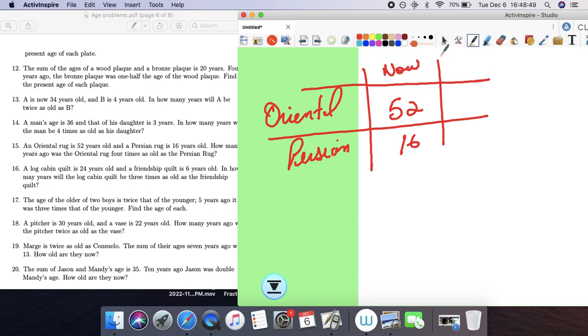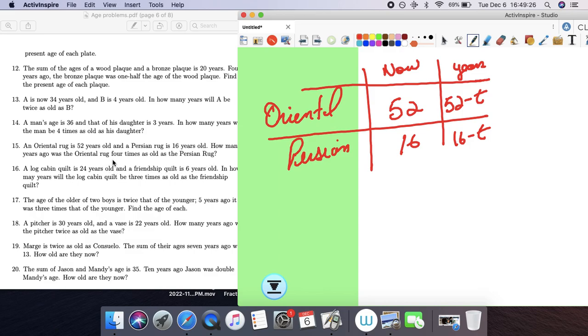It says how many years ago was the Oriental rug 4 times as old as the Persian rug? So it's going to be in the past. So we're going to write 52 minus however many number of years ago, right? And then 16 minus the same number of years ago. So that's the expression we're going to use. Some years ago, so 52 minus X amount of years and 16 minus that same amount of years. Those are the two expressions that we're going to use to set up the equation.